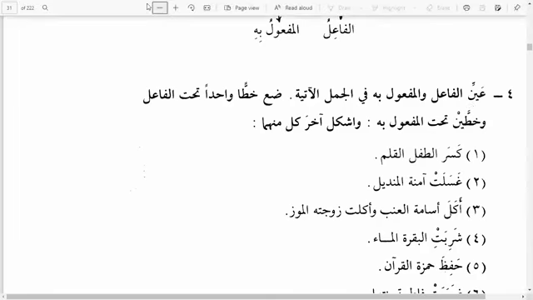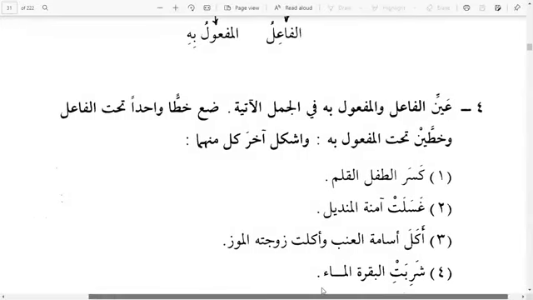عين فاعل ومفعول به في الجمل الآتية. ضع خطا واحدا تحت الفاعل وخطين تحت المفعول به، واشكل آخر كل منهما. Excellent. عين means to specify, and عين is a command verb, so فعل الأمر. So that's why the noun that follows it will be منصوب.